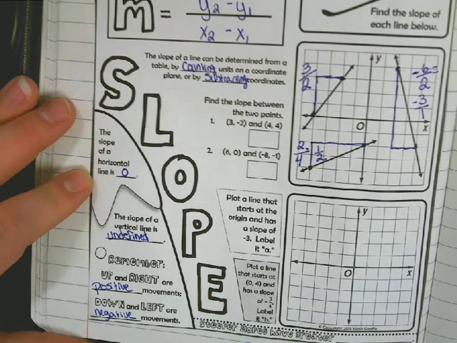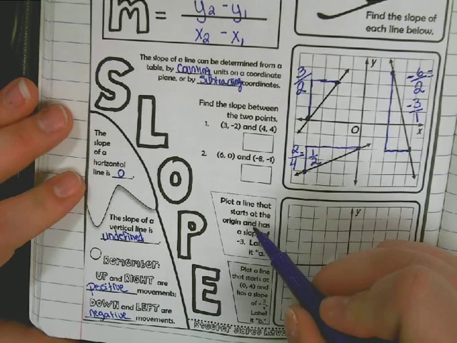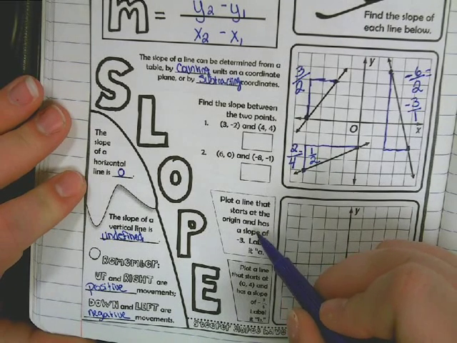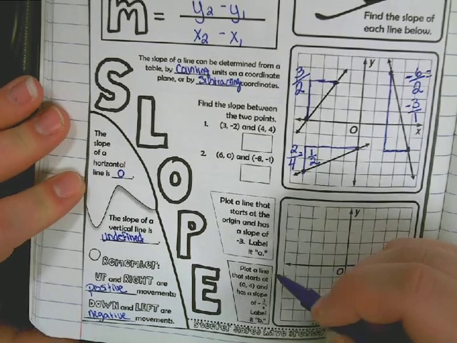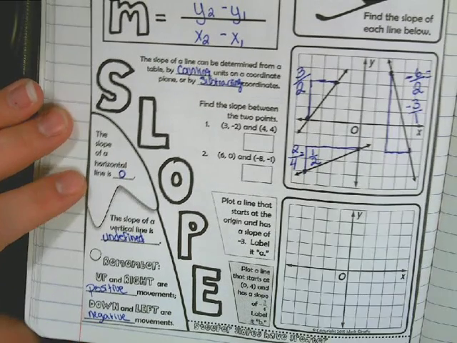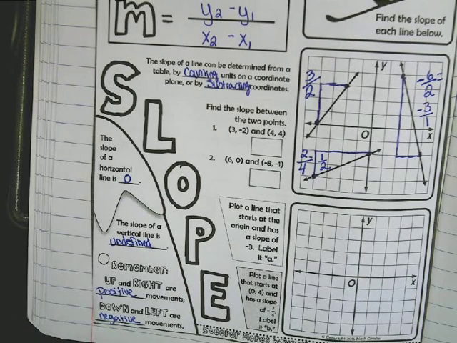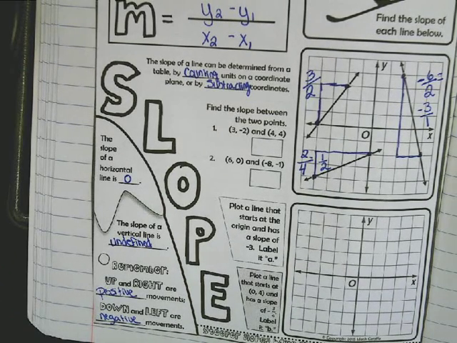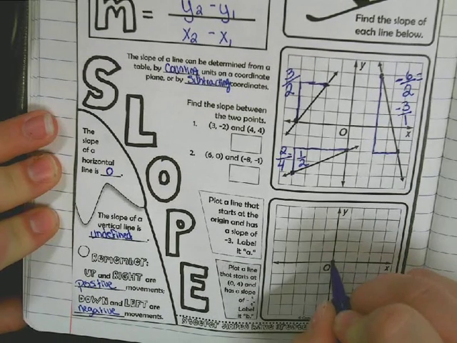So over here it says plot a line that starts at the origin and has a slope of -3 and label it A. So where's the origin at? What's the origin? 0. At 0, 0. So we're starting here at the middle. And I want a slope of -3. So do you think I'm going to go up or down?